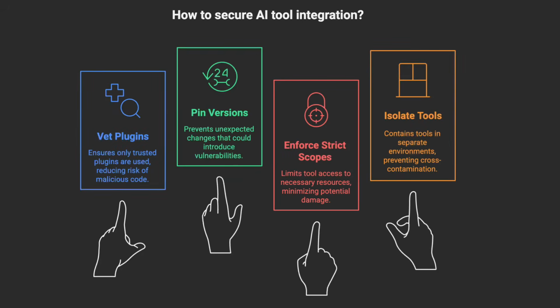Secure your tool integration. Vet plugins, pin versions, enforce strict scopes, and isolate each tool in its own environment. For example, run the shell tool inside a container with no access to your real file system. Use separate MCP servers or service accounts for different parts of your app.